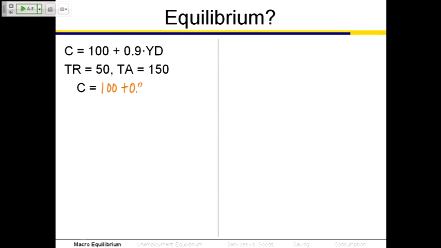Consumption is 100 plus 0.9 times YD. Well, YD is income Y plus transfers, which in this case are 50, minus taxes, which in this case are 150. So consumption equals 100 plus 0.9 open parentheses Y plus 50 minus 150. Let me do some simplifying.